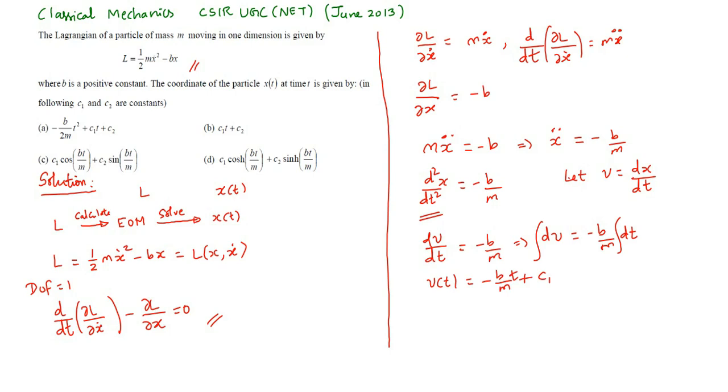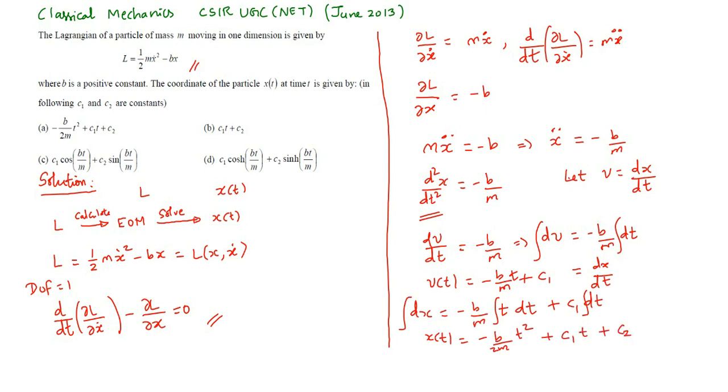Once again, what is v? v is nothing but dx by dt. So dx can be written as minus b by m t dt plus c1 dt. Once again, if you integrate, you will get x as a function of t. If you do this calculation, you will see that it will be minus b by m times t squared by 2, plus c1 t, then there will be another integration constant c2. So the answer for this problem is A.